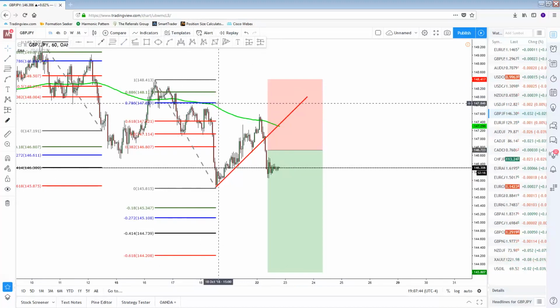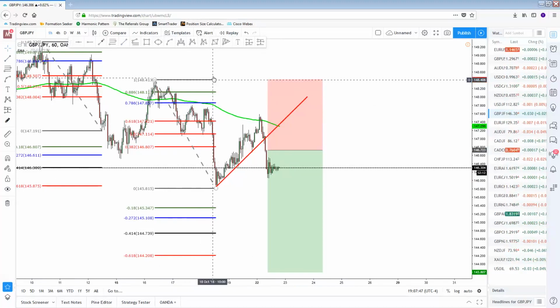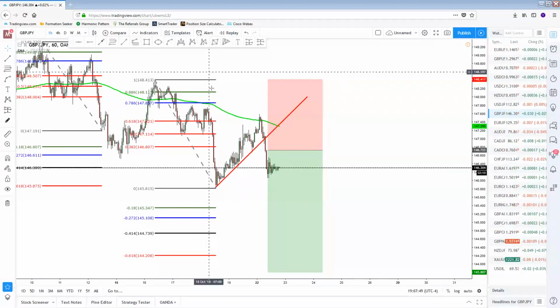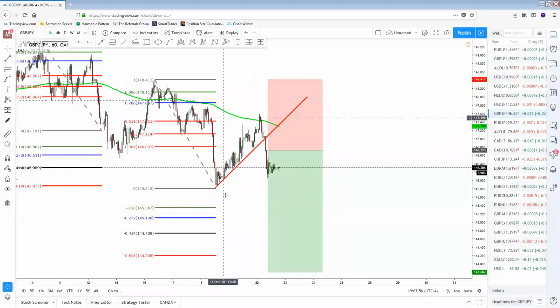Now, if I ever get in at the 786 level, my stop loss is going to be above the A. I won't put it above the high. It'll go 10, 15 pips above the A, and then my take profit will be down here at 272, and sometimes I might even take my profit right at the 0 level.